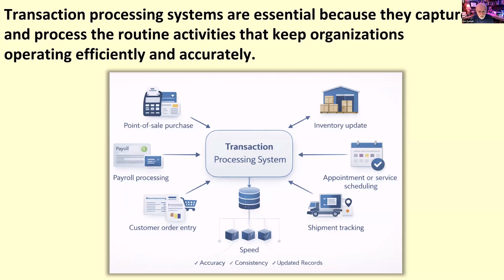The key takeaway is that these systems form the operational backbone of the business. If transaction processing systems fail, daily work slows down, errors increase, and decision-making becomes less reliable because the data foundation is weakened.